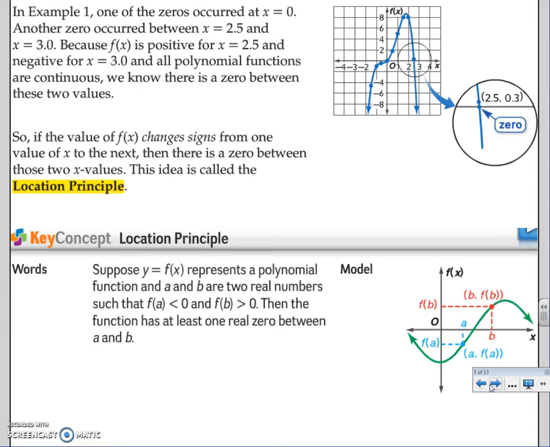In that same example, notice there were two zeros, or roots, or x-intercepts. You see in the picture. Remember, you can find the zeros from a table like before using the location principle. What that says is if the value of f of x changes, meaning if y changes signs, from positive to negative or negative to positive, there is a root there. So that's called the location principle.